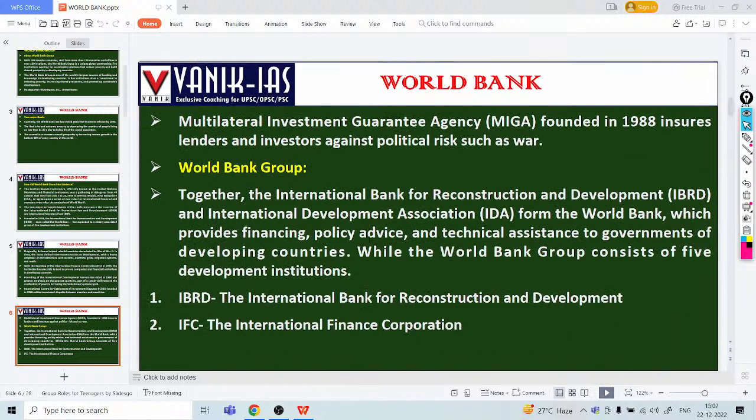Then this, as I told, the MIGA. MIGA was created in 1988. See the sequence: 1945 IBRD, 1960 IFC, 1966 IDA and ICSID, and 1988 MIGA. So this way, by 1988, all the 5 group institutions of World Bank were created.